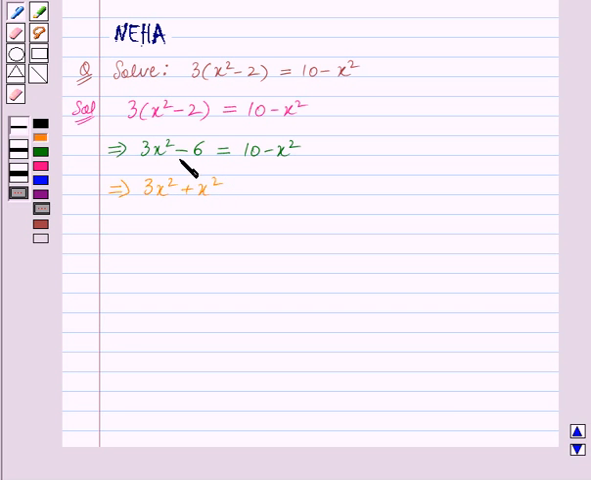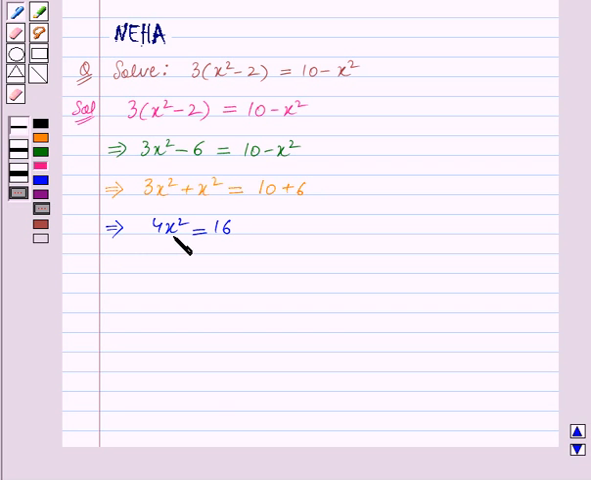Also, we will bring minus 6 on the right hand side, so the sign of minus 6 would change and the right hand side of the equality becomes 10 plus 6. This implies 4x square is equal to 16.